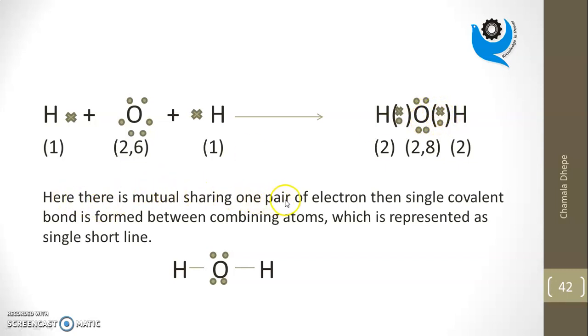So there is a mutual sharing of one pair of electrons, then a single covalent bond is formed between the combining atoms, which is represented as a single short line. See here, between hydrogen and oxygen a single line is drawn, which is a single covalent bond, and these electrons are called the lone pair. Okay, lone pair, how many lone pairs are there? 2 lone pairs are there. How many single covalent bonds are present in water? 2 single covalent bonds are present in the water, correct? So this is about the single covalent bond.